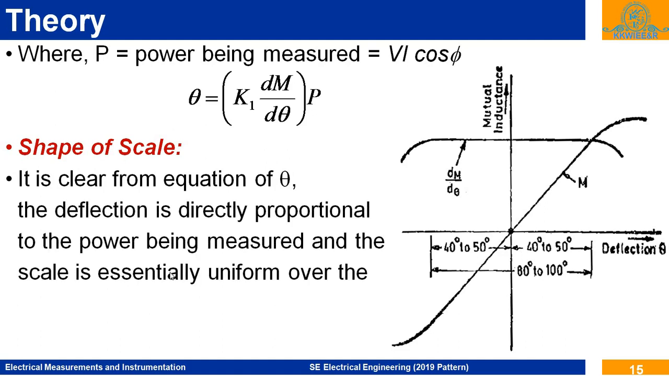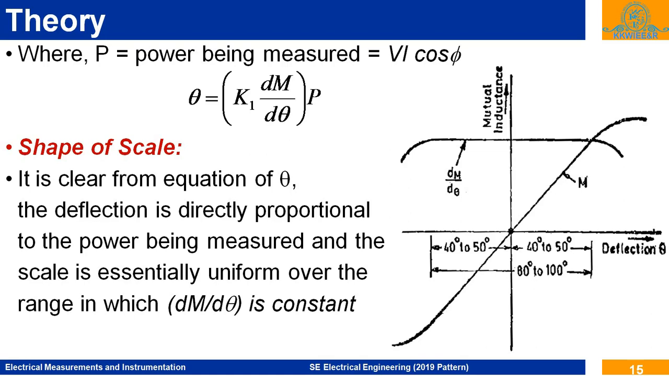Now we'll see what the shape of this scale is. From this, it is clear that theta is k1 multiplied by dM by d theta multiplied by P. The deflection is directly proportional to the power being measured, and the scale is essentially uniform over the range in which dM by d theta is constant.